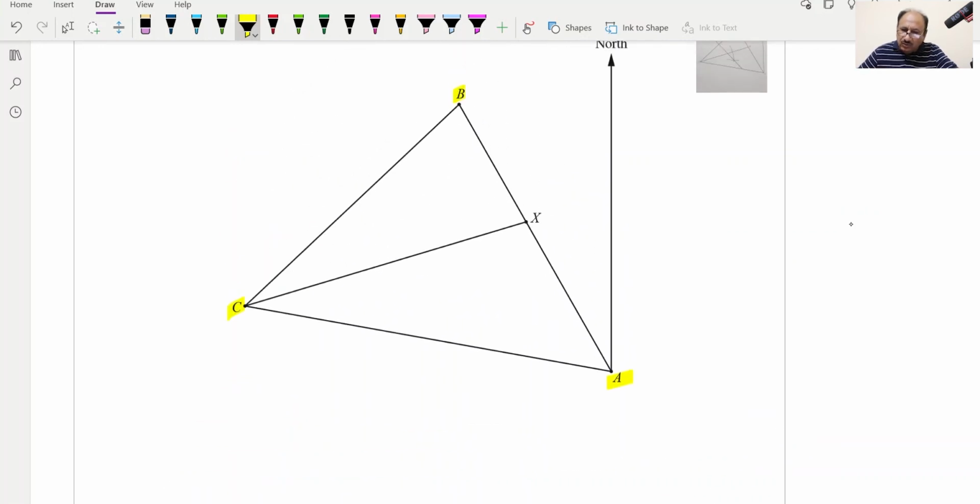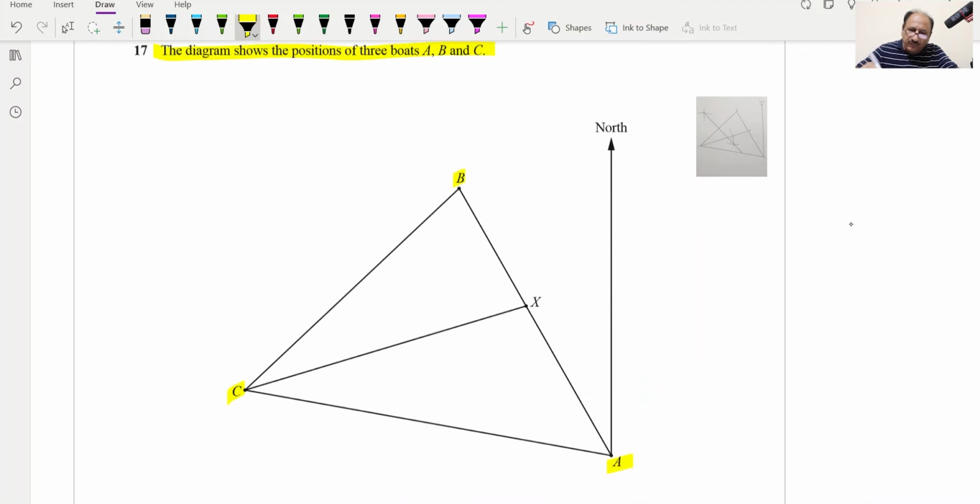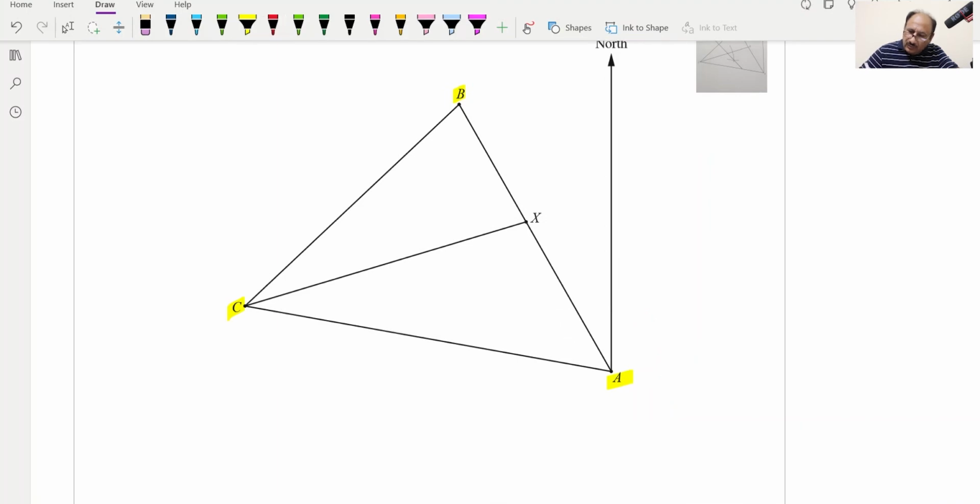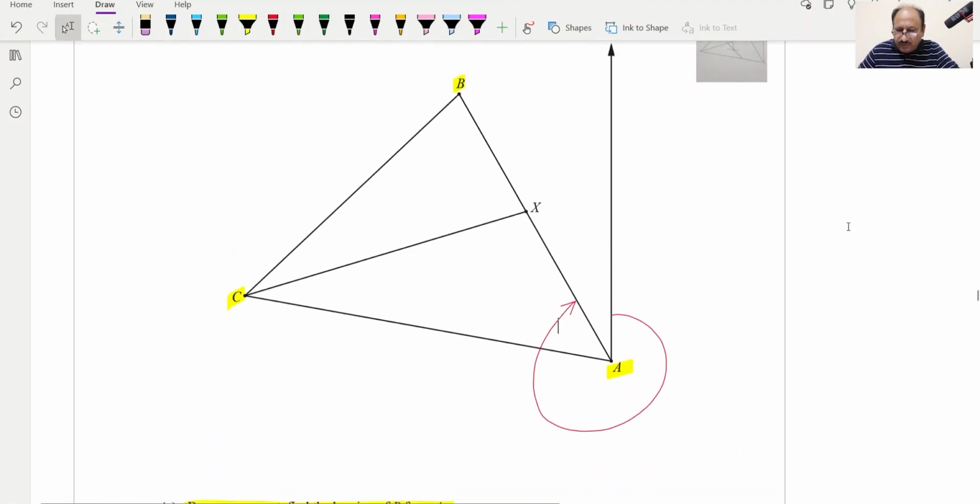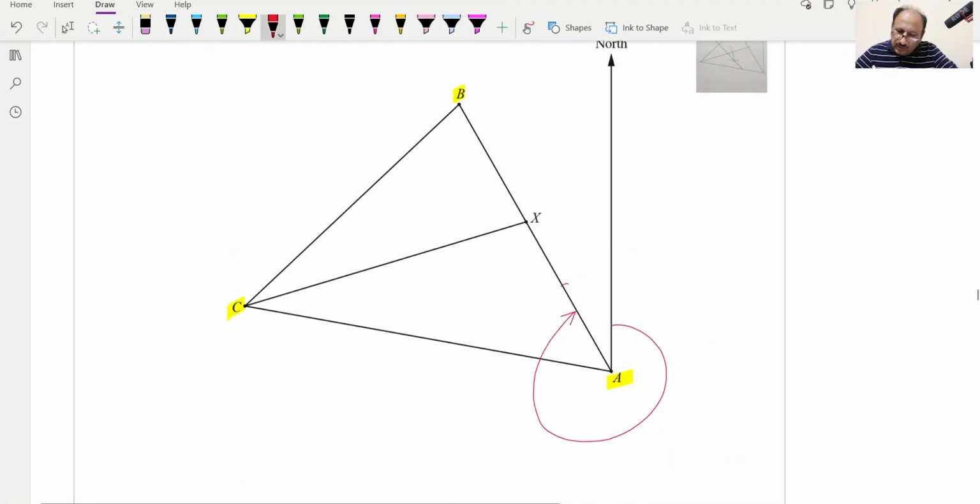So north at A is already drawn, so bearing of B from A, we know we always take bearing from north, and clockwise. So we can draw it clockwise from north to this one. So this will be the bearing of B from A, and we have to find the angle. For that, we can check this angle, and we will subtract it from 360. So 360 minus that angle will give us the answer.